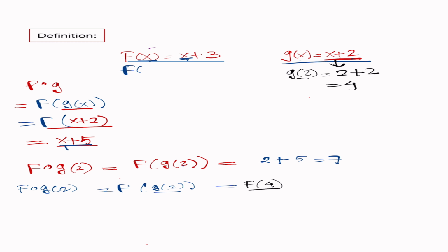So f of 4. Instead of x, you just replace x with 4, so 4 plus 3. 4 plus 3 is just 7, right? So f of 4 is just 7. Either way, you will get the same answer, 7. So you can choose either way. Hopefully this example clears your view of the definition and how to solve it.